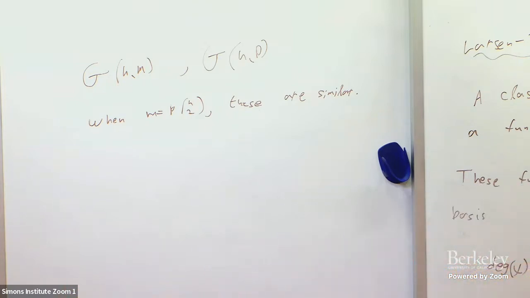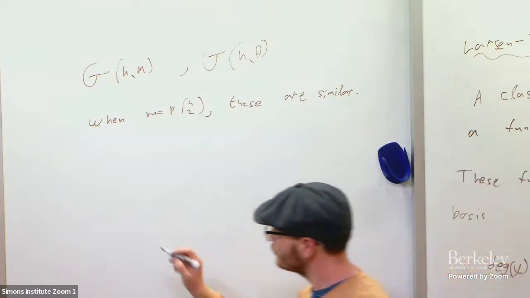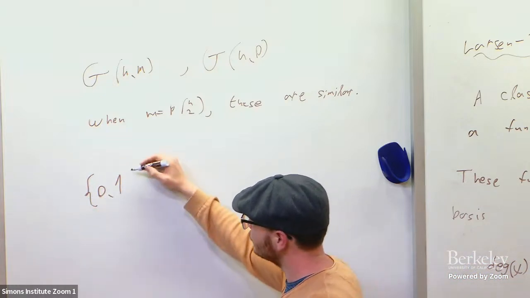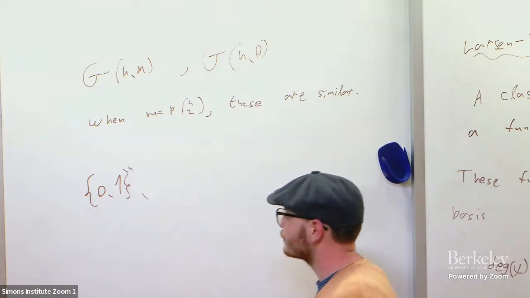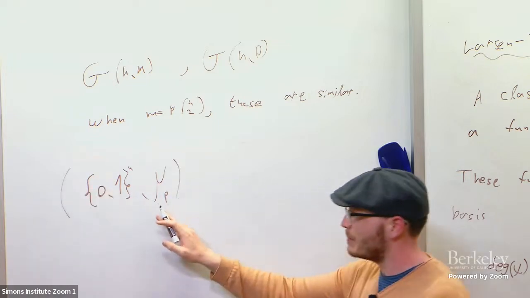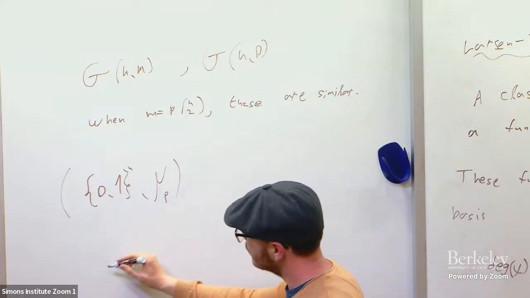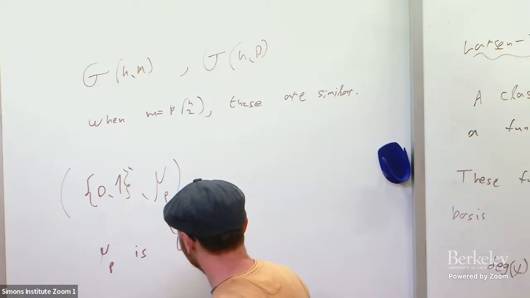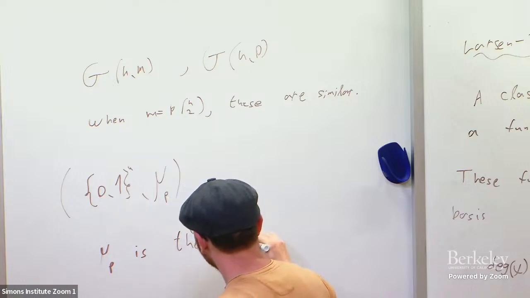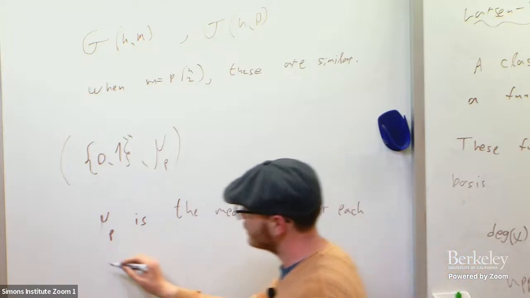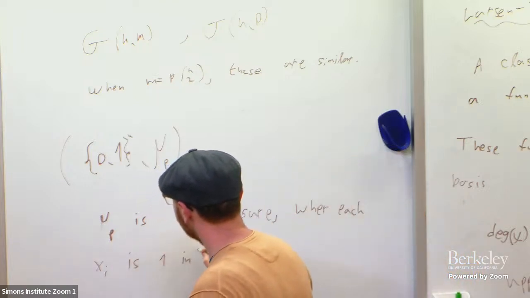You can do the same thing for families of sets and talk about the p-biased cube. So now we're going to let the cube be {0,1}^n. And we'll talk about this p-biased distribution. So mu_p is the Bernoulli measure where each x_i is 1 independently with probability p.